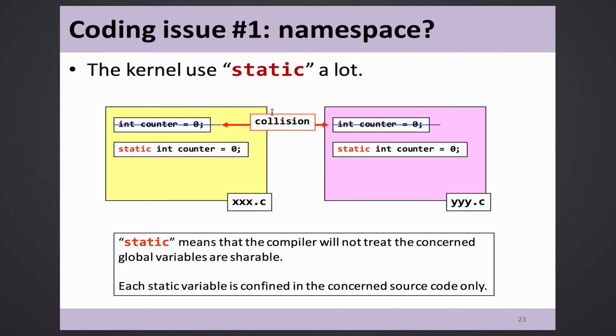Although the global variables that you write have the same name, if you have a static and they are in different files, then this counter will only be seen by that file. So this XXX file cannot access the YYY counter and vice versa. With the static. And when you understand that static means that you keep something within the same file, you will find the next natural extension of the use of static.